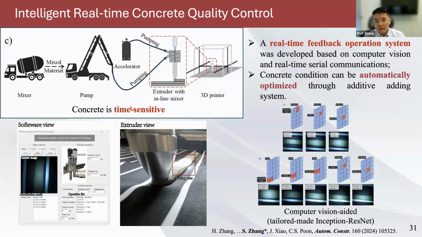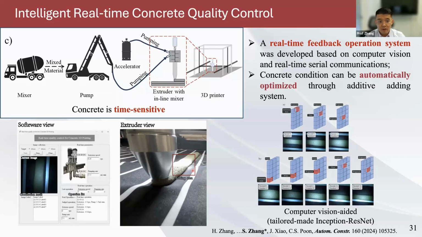But of course, you cannot have someone eyeballing the concrete right here and manually changing the dosage of accelerator, the dosage of CO2. Even though you use a quite expensive robotic arm, you still cannot rely on us to manually adjust it. It doesn't make sense. So we developed this real-time feedback operational system based on computer vision. We use this tailor-made Inception ResNet algorithm to help us label the status of the material.